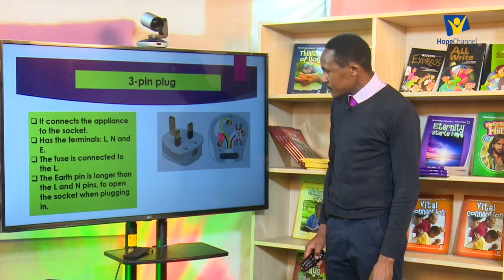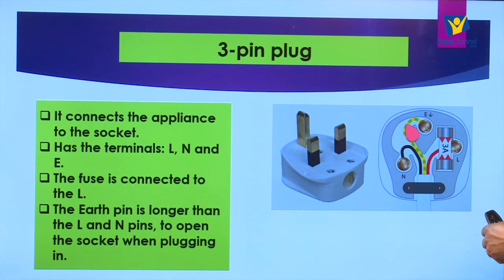Now, what we say for a 3-pin plug, it's very common for appliances whereby more current is going to be drawn through, and sometimes it gives us more protection because if there is a fault, the earth is going to connect the excess charges to the ground, and so you will be protected as you are using the appliance.